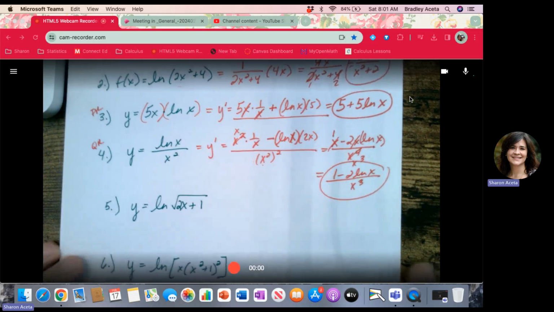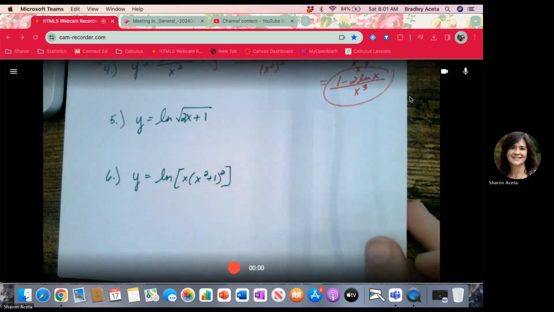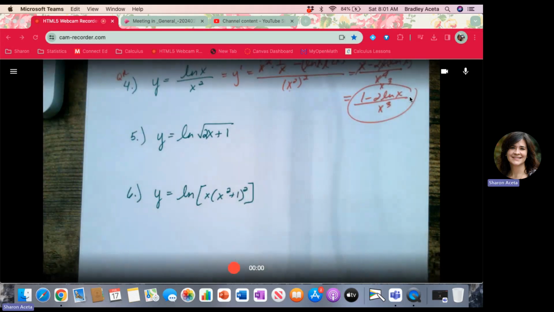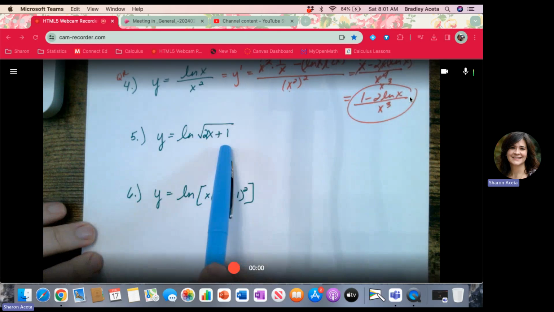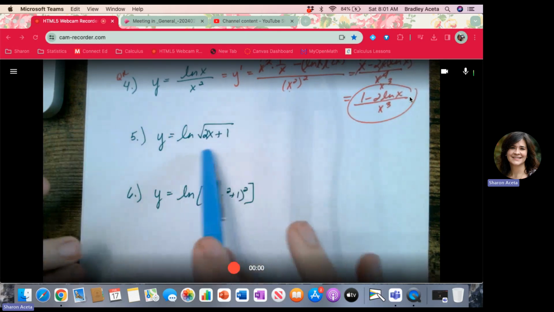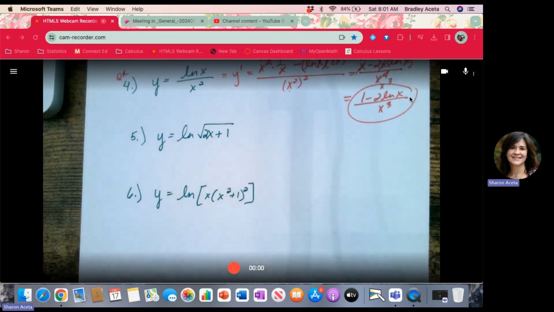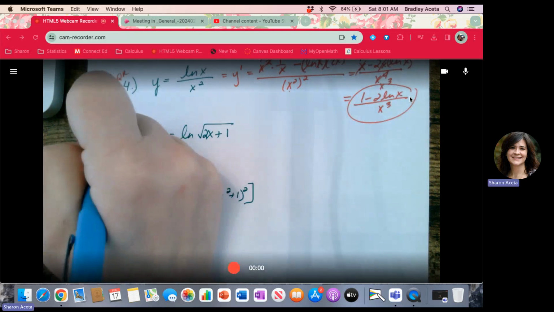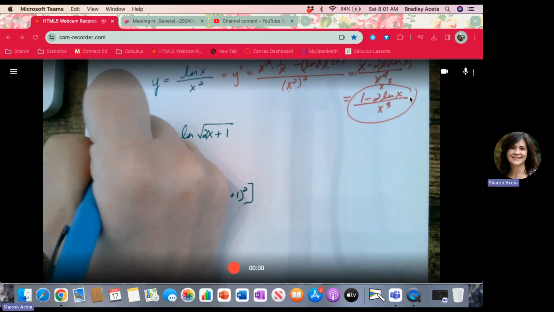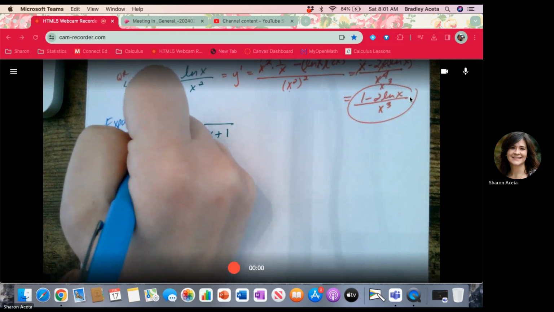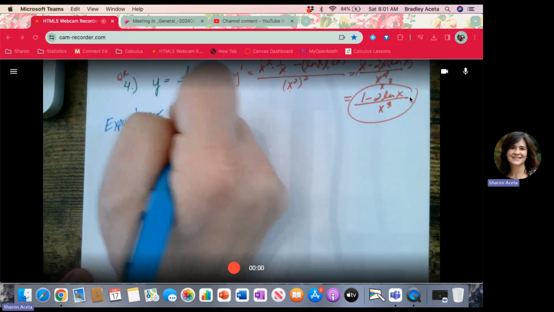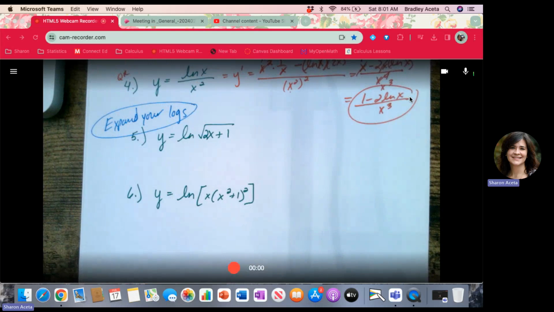All right, last two. These are fun. Now, they can get complicated because a lot of students will try to do this with like a u and a chain, and then they'll do 1 over this, and it gets complicated. But you need to remember what we did with logs in like a pre-calculus course. Always, always, always try to expand your logs. Expand your logs. What does that mean?